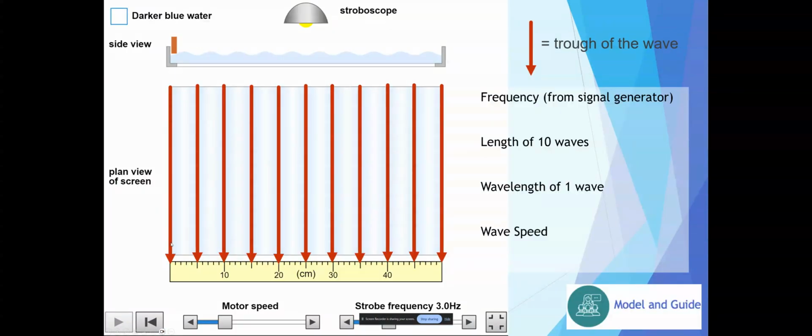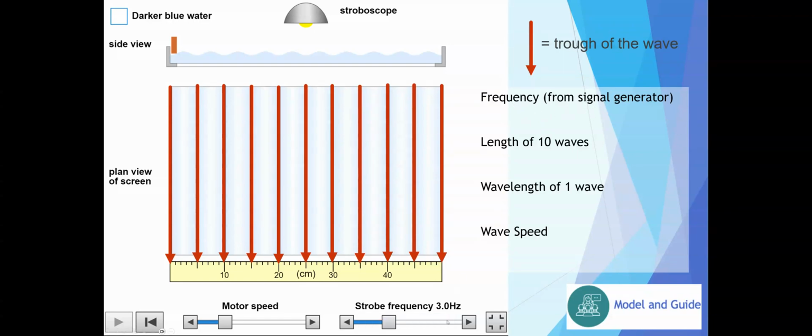What we're going to do is I've made the waves easier to see with these red arrows. Each of these red arrows is a peak of a wave. So what we need to do is work out a series of information. We need to work out the frequency first.